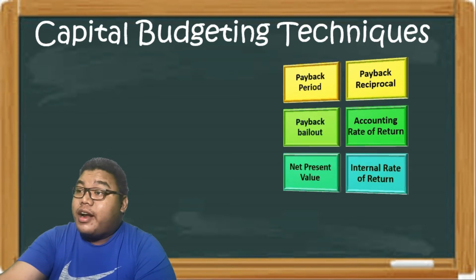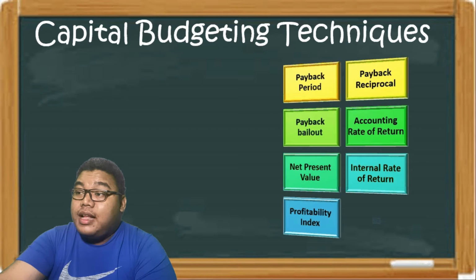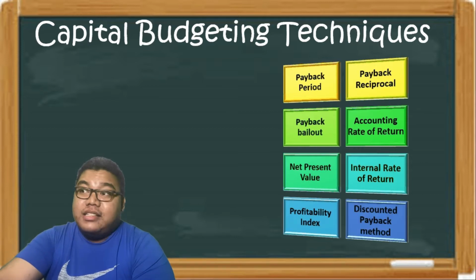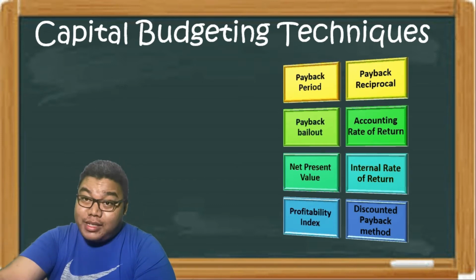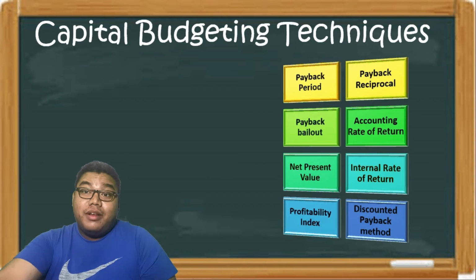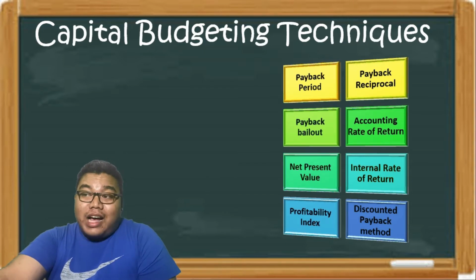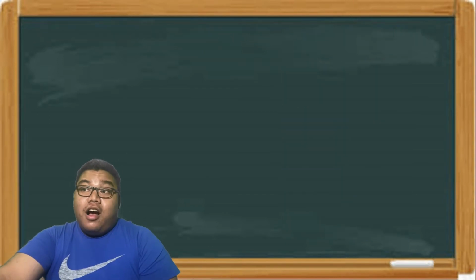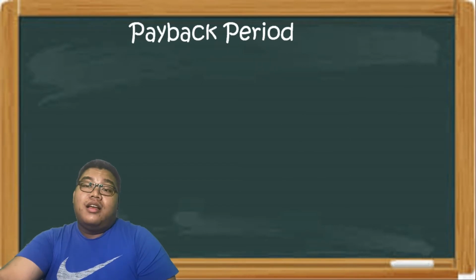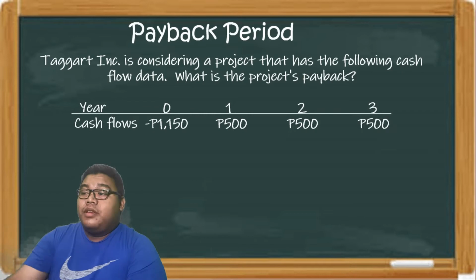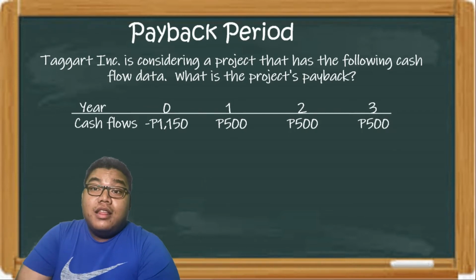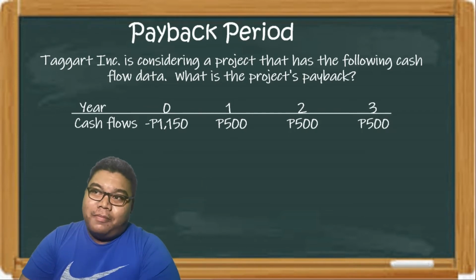So here are the capital budgeting techniques that we will tackle in this video. So we have payback period, payback reciprocal, payback bailout, accounting rate of return, net present value, IRR, profitability index, and discounted payback period. Our first method would be payback period. We have this problem here. So let us determine the payback period.